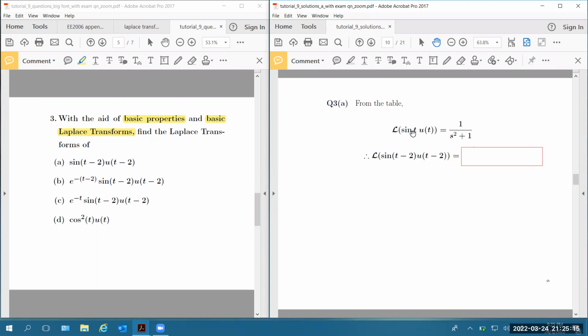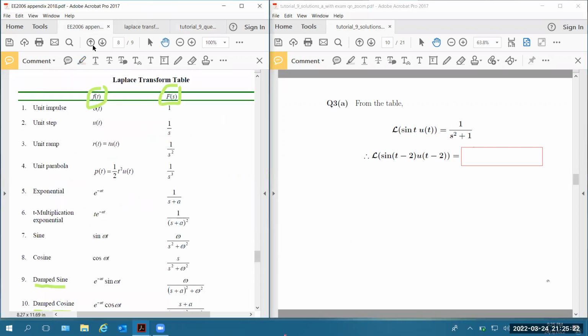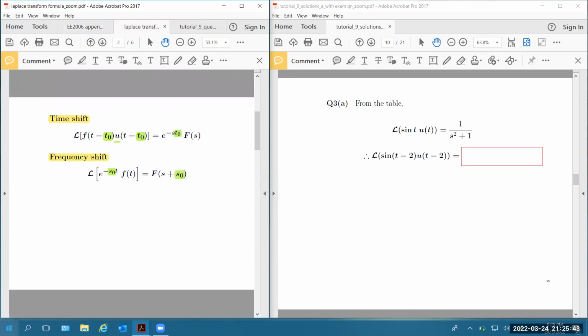Okay, so this one is what I copy from the Laplace table. You see, in the Laplace table, number 7, sin(t). So the omega is 1, right? You all know that behind it actually there is a u(t), right? So it's 1 over s squared plus 1. That's why I copy here. So here, the real problem is sin(t minus 2) u(t minus 2).